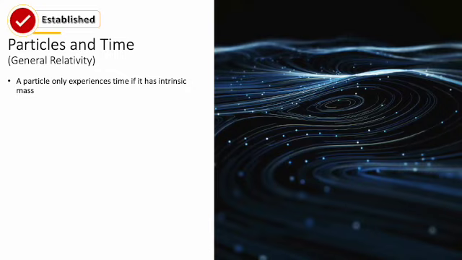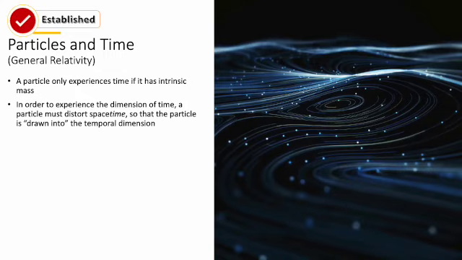A particle only experiences time if it has intrinsic mass. In order to experience the dimension of time, a particle must distort space-time so that it kind of gets sort of drawn down into the temporal dimension. That's one way to think of it.